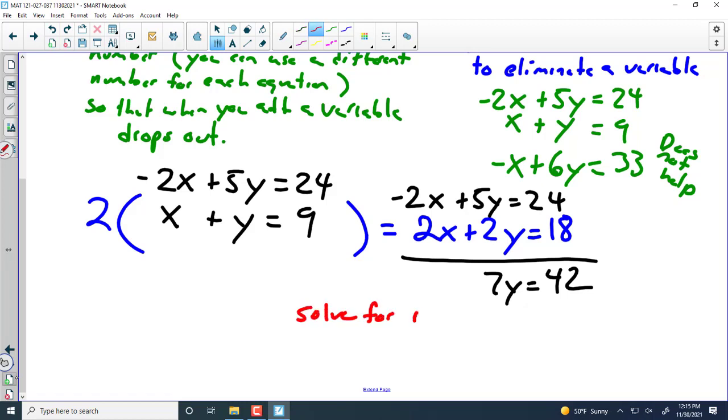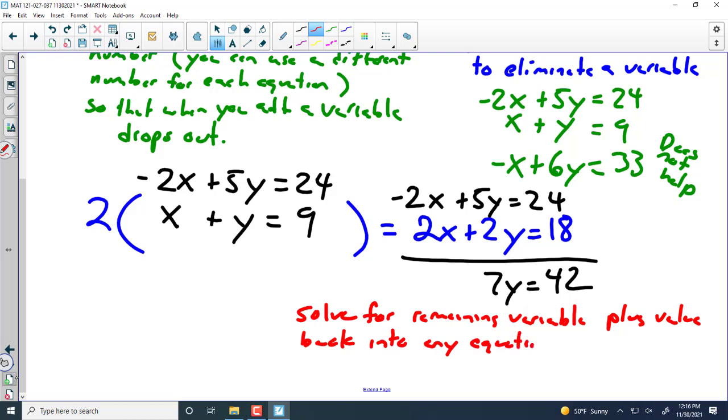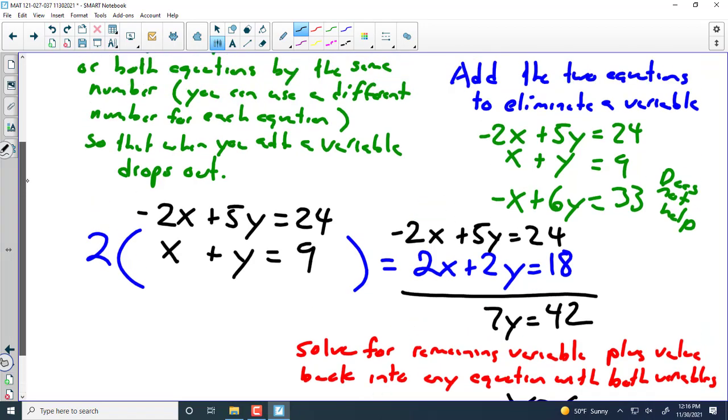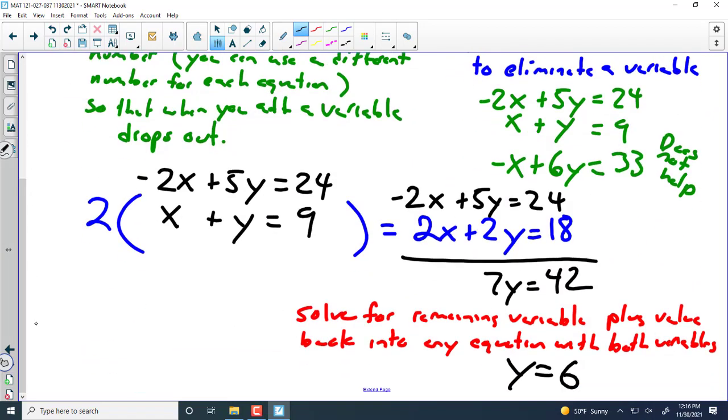Solve for the remaining variable. Plug the value back into any equation with both variables. 7y equals 42, so y equals 6. You plug 6 into any equation that's got them both, and you get x equals 3.